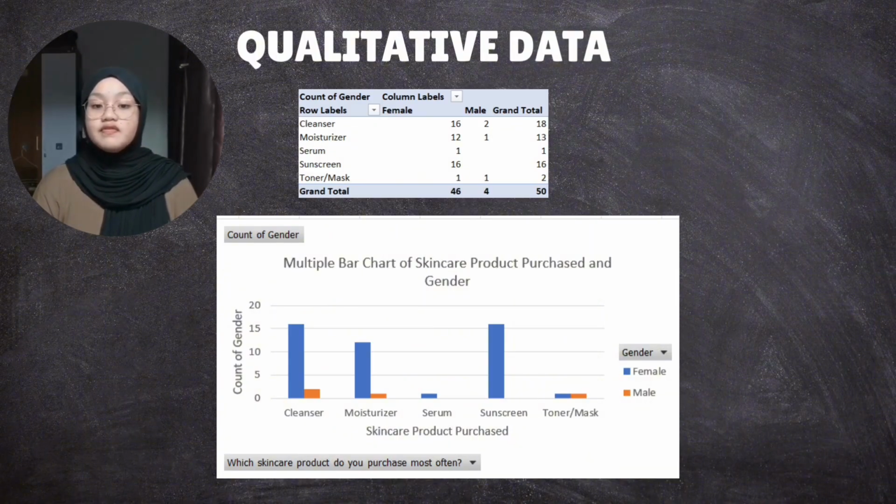The fourth and fifth positions are shared by toner, mask, and serum. Toner or mask was purchased equally by 1 female and 1 male, totaling 2 purchases, while serum was purchased only by 1 female, making it the least purchased product overall for the two of them. Overall, we can observe that female respondents tend to purchase more skincare products than males, and the most popular product among all respondents is cleanser.